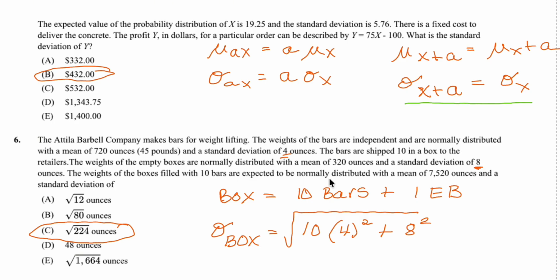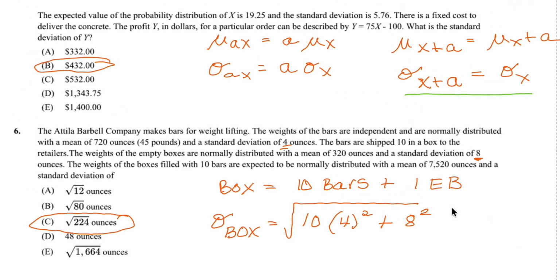Okay, so to summarize a little bit for the question, we have 10 bars and 1 empty box. Each bar has standard deviation 4. The box has standard deviation 8. We are finding the total standard deviation. Again, we add variance. Square root of 10 times 4 squared plus 8 squared. That is 10 times 16 plus 64, which is 160 plus 64 equals 224. Square root of 224 is the answer. So the answer is C. Okay, so that's all for this video.